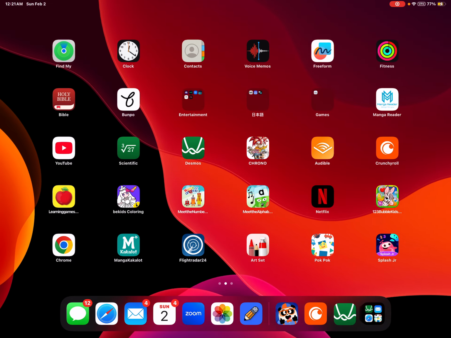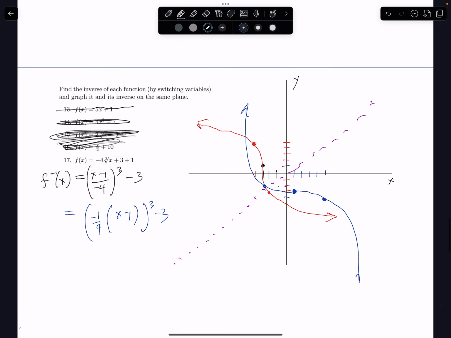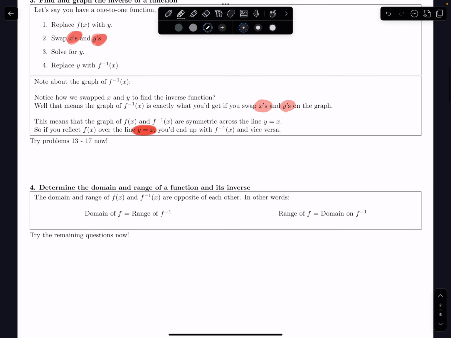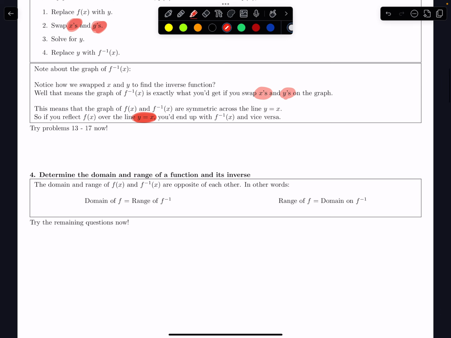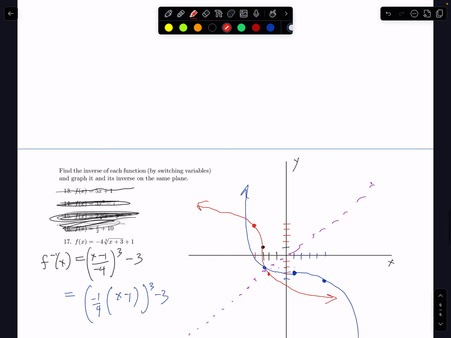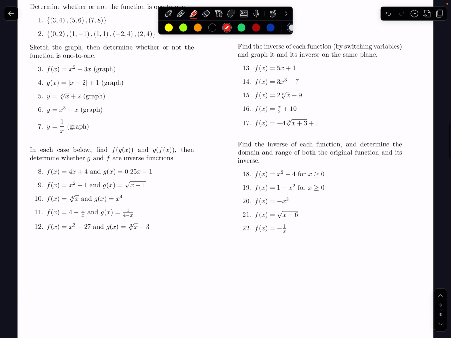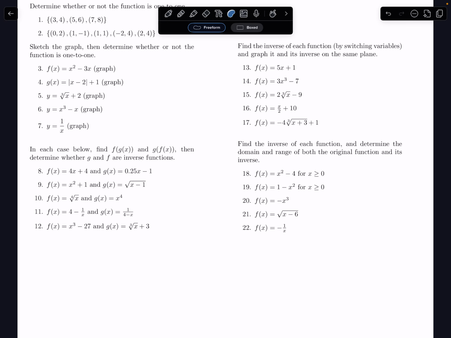Okay, let's get back to it. Where were we? We're in the last section here. The last section is just about determining domains and ranges of a function and its inverse. And just one main fact you have to know: the domain of f is the range of its inverse, and the range of f is the domain of its inverse. So they're just opposite of each other. And that's all. So for the remaining questions, we're just going to do a little more practice finding the inverse, and then checking the domain and range by that one fact I just mentioned.